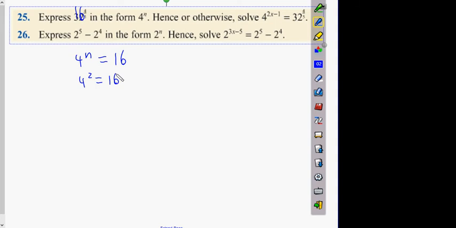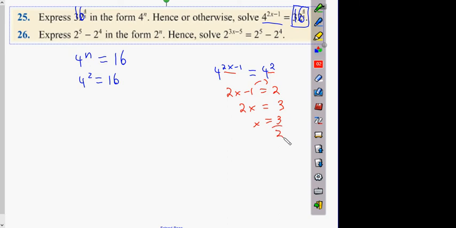Now, what it says here, guys, is hence or otherwise solve this equation. Well, 4 to the power of 2x minus 1 equals this number here. And we already said that this number is 16, which in turn is 4 squared. Then you have to do 2x minus 1 is 2. 2x minus 1 equals 2. Bring over the 1. 2x equals 3. x equals 3 over 2.